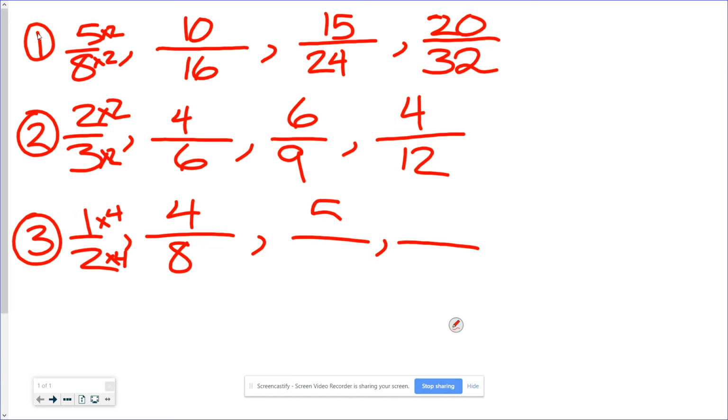1 times 5 is 5. 2 times 5 is 10. Last one is 1 times 6 and 2 times 6, which is 12.